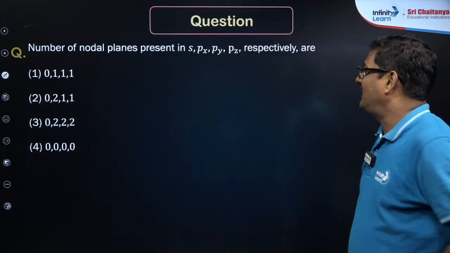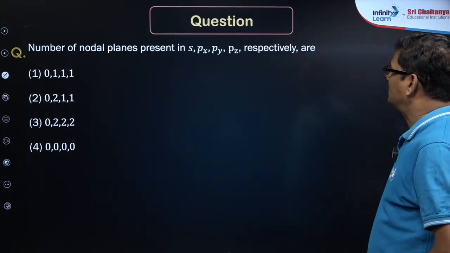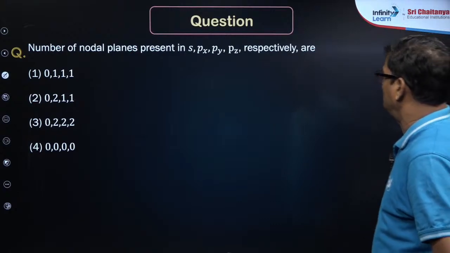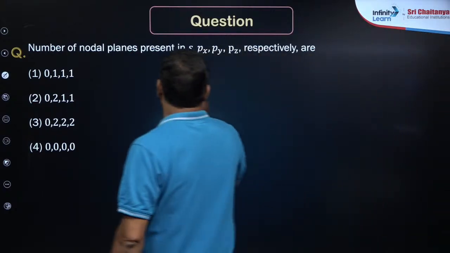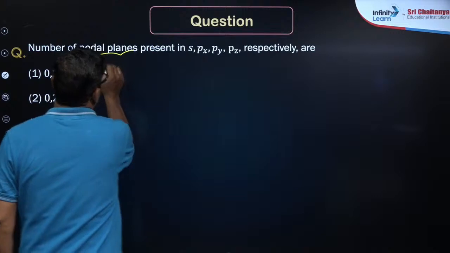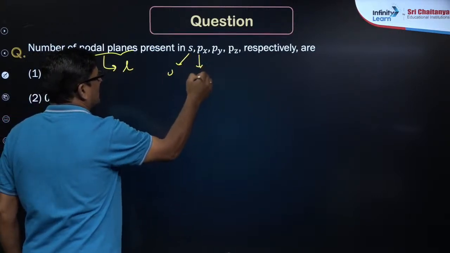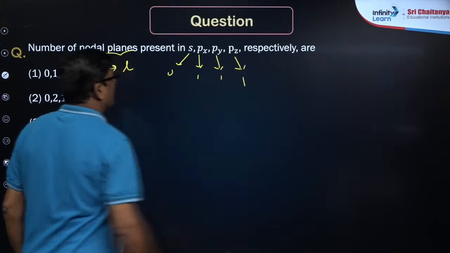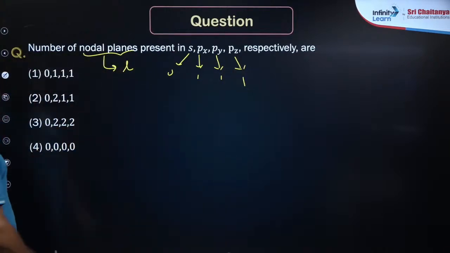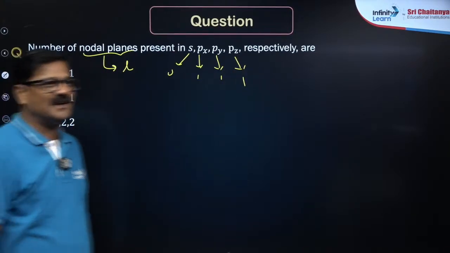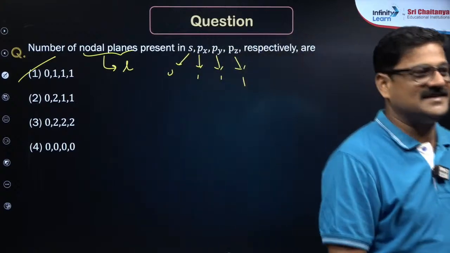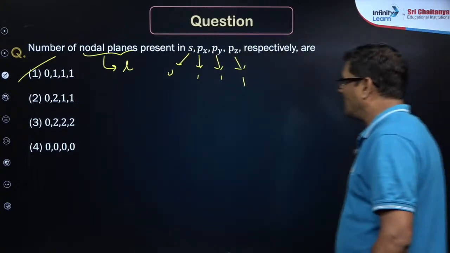Fine. And the number of nodal planes present in s, px, py, pz respectively. The nodal planes of s is equal to the l value, so 0, and this one is 1, 1, 1. So 0, 1, 1, 1. So option 1 is the correct answer, right? Yes, very good. So answer 1.